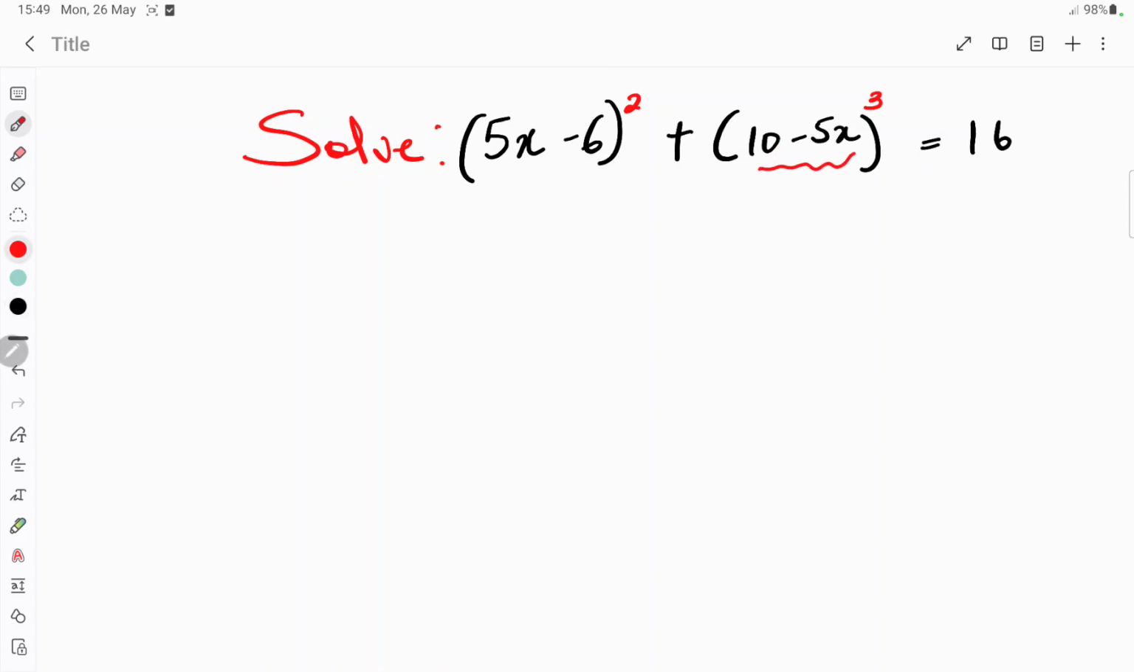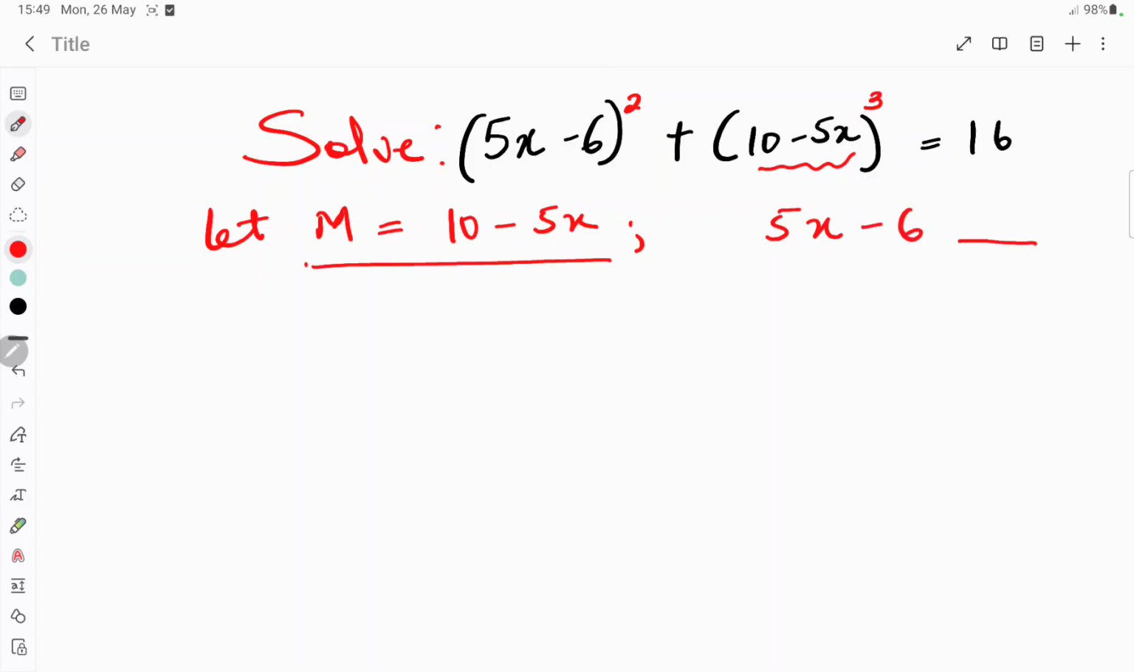First, we can start by assigning values. Let m be the term in this cubic expression, 10 - 5x. You can choose any variable. Then the item in the quadratic term should be 5x - 6. We don't actually know the value, so we can leave it blank and try to form a way to make them the same. Just watch and see.